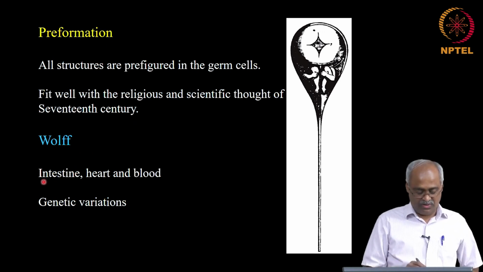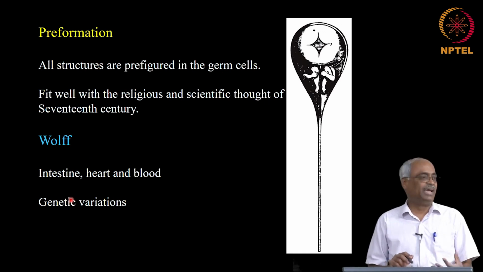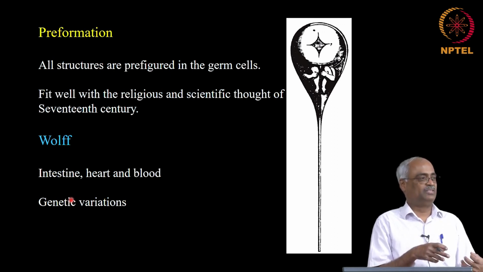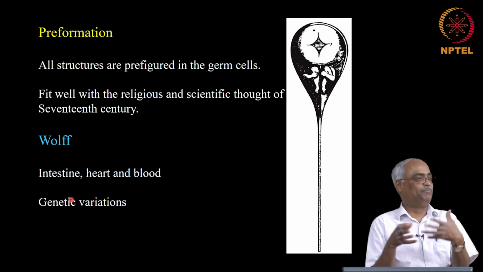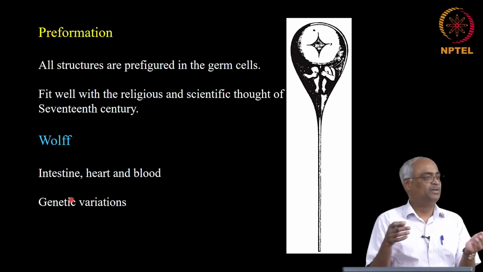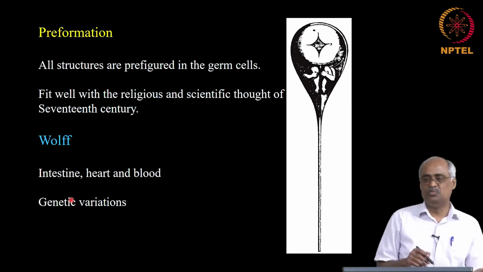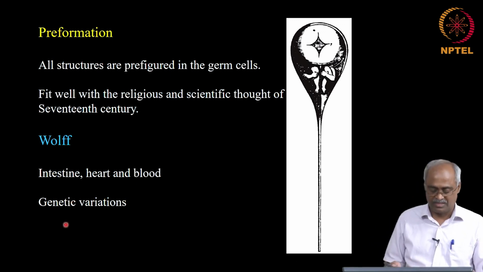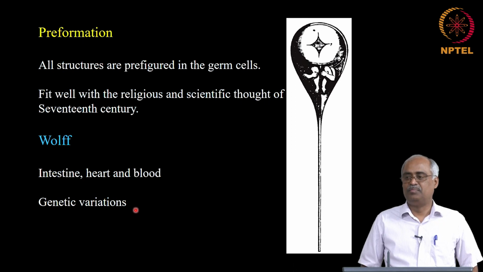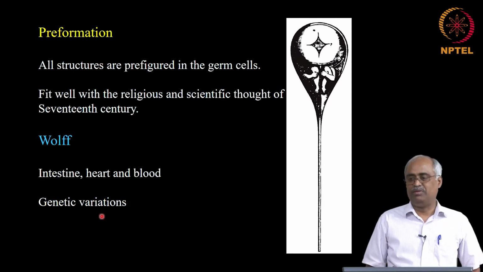So Wolff found the formation of intestine, heart and blood. These things were happening from structures that did not resemble them. There were no blood cell-like structures from which blood cells actually came, the pigmentation for example. And similarly, the heart is a tubular structure that came from folding of flat tissues that were there, and the same with the intestine, or any tube structure, which came from flat structures. And then genetic variation, this is where I said the hybrid plants did not resemble either of the parents. So all of this made people think that preformation may not be true.